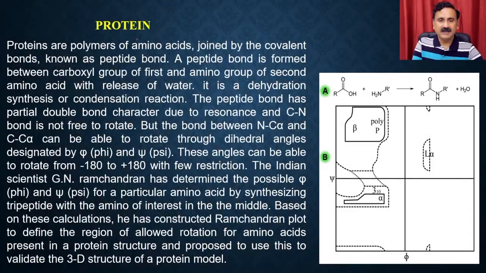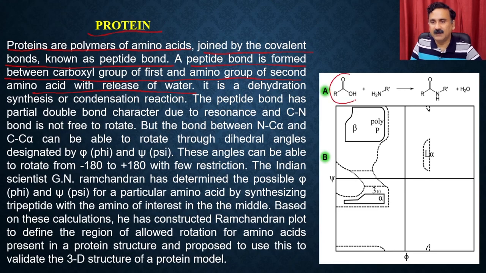So, as we discussed, proteins are polymers of amino acids. They are joined by a covalent bond known as the peptide bond. A peptide bond is formed between the carboxyl group of the first and the amino group of the second amino acid with the release of a water molecule.